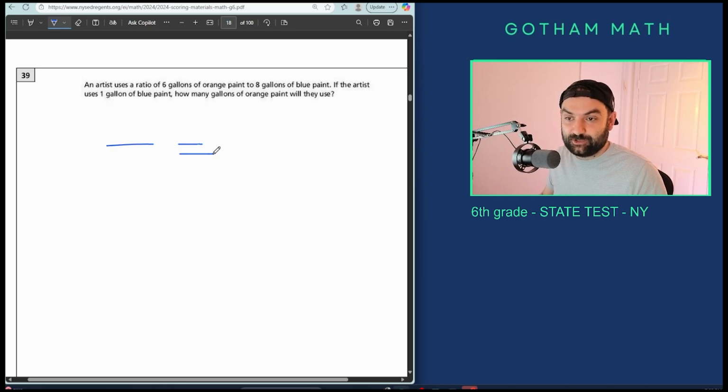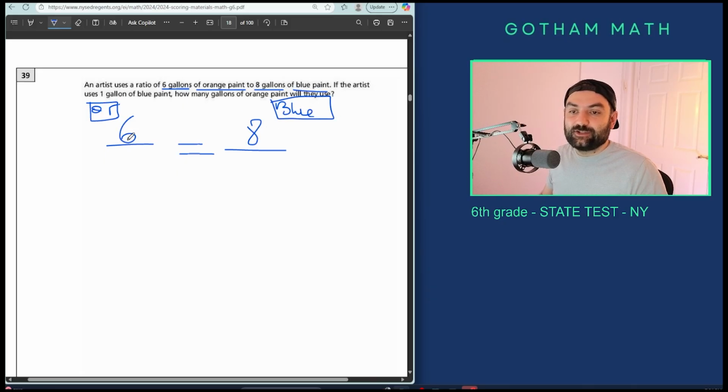Well, we create a proportion, right? And we say that 6 gallons of orange paint to 8 gallons of blue paint. So the first fraction we're gonna name as orange. What we do, we want to keep the same units in the same fraction. So this is gonna be orange and this is gonna be blue. Okay, so 6 gallons is used with 8, and then they're saying if the artist uses 1 gallon of blue. So now we know where to put that 1, under the 8, because we put blue over here. And where are we gonna put the x? Under the 6.